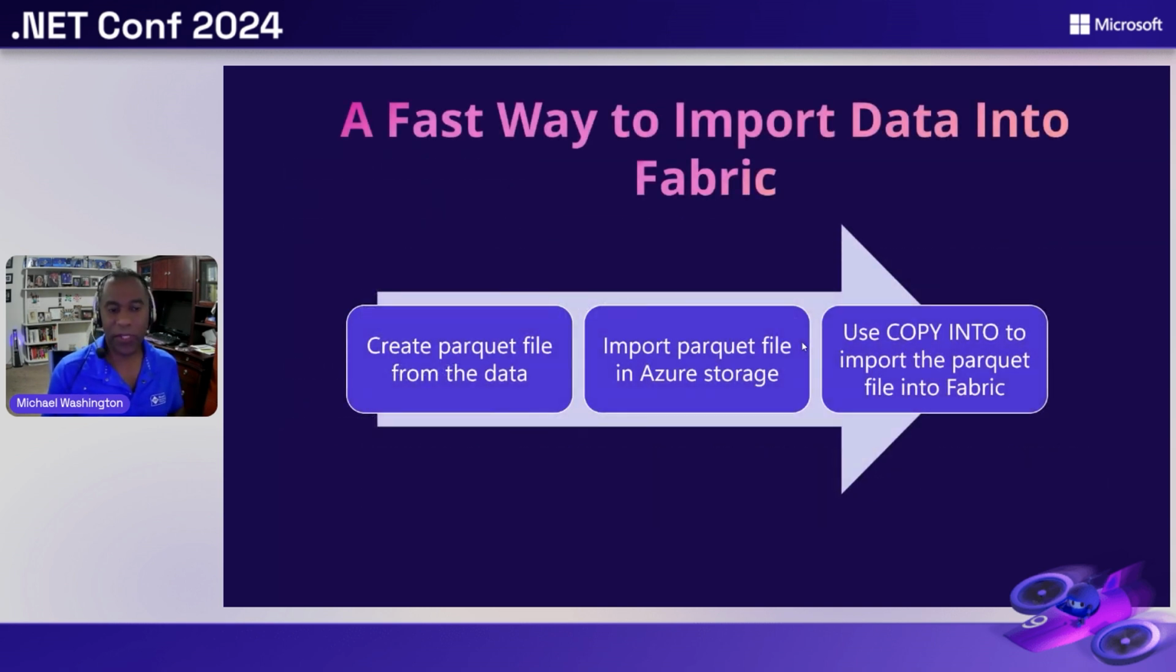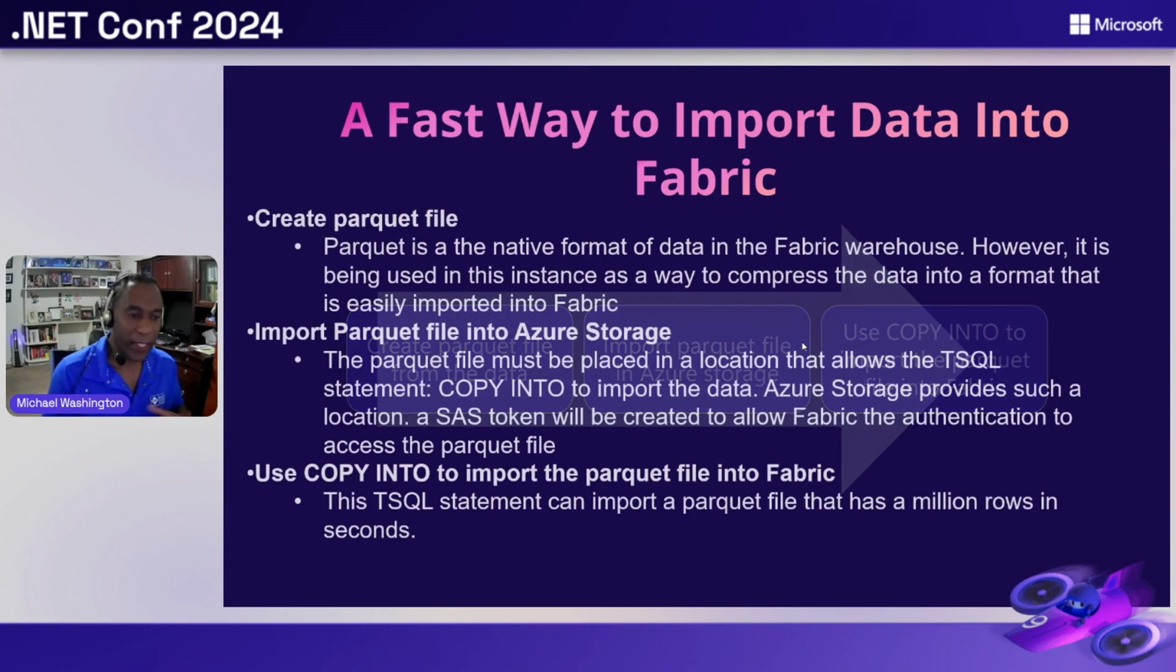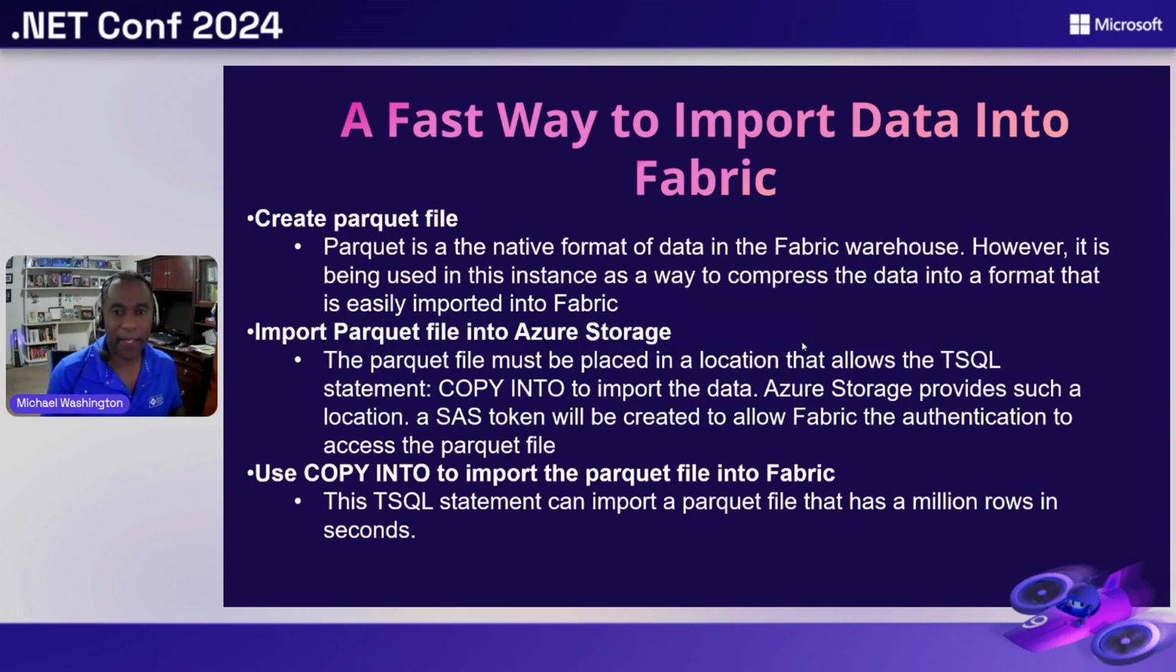The method is the 3-step method. First, you create a Parquet file. And Parquet is actually the native format of Fabric. You then put that Parquet file in Azure Storage. And the reason why you're doing that is the third step is you use the SQL Server command copy into to import the data from the Parquet file into your Fabric warehouse. And like I said, in my experience, it can move about 4 million rows a minute. So again, it's kind of more of the details there.